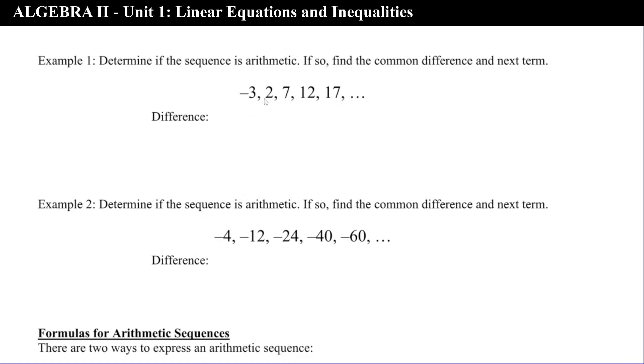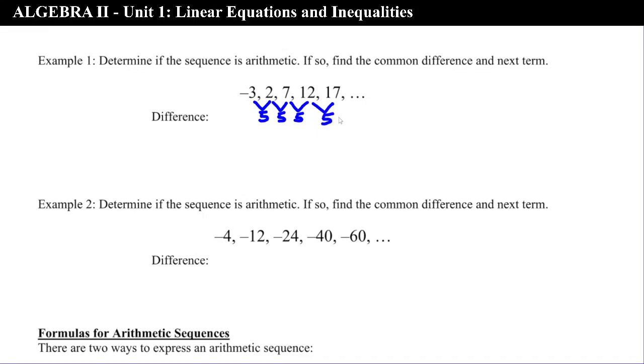So if we were to do 2 minus -3, so our succeeding term minus the previous term, we would end up with a difference of 5. If we were to do that between 2 and 7, we'd end up with 5. Between 7 and 12, we'd end up with 5. And between 12 and 17, again, we'd end up with 5.